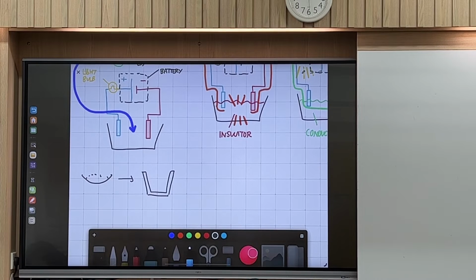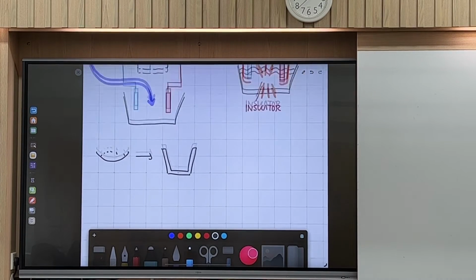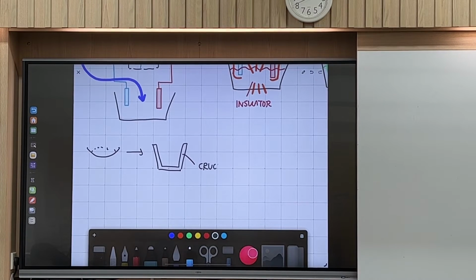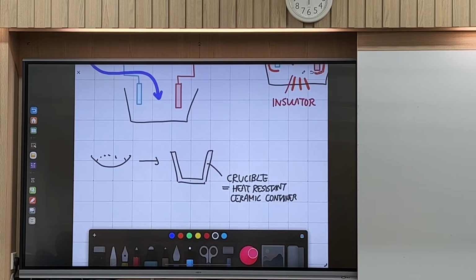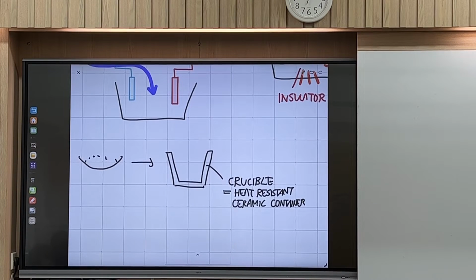When we want to heat something very, very strongly in the lab, should we use a beaker? No. Why? Because it's glass, and glass can melt. So we will use a container called a crucible. A crucible is a heat-resistant ceramic container. Heat-resistant, but it breaks easily, so don't drop it when you use it. Even a beaker will break, so you should treat all equipment carefully. So this is a crucible.